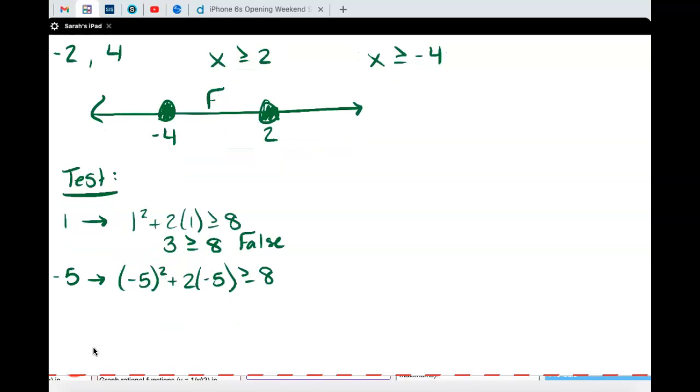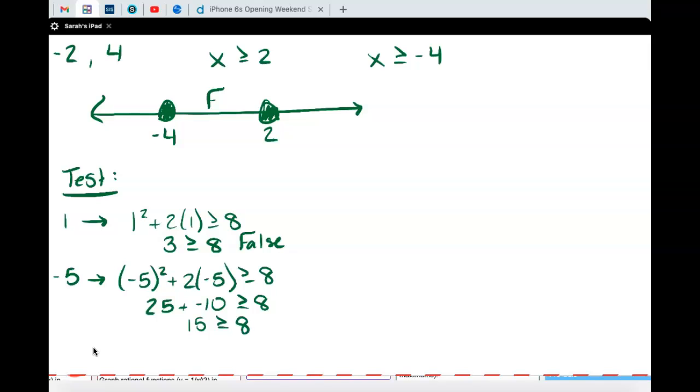What do you say? Scratch that 25%. Okay. So 25 plus negative 10 is negative 15? Positive 15? Positive.